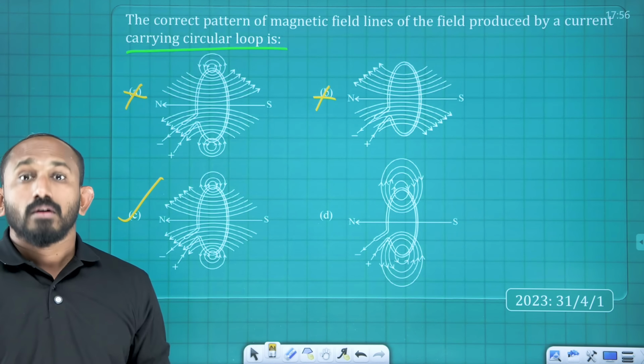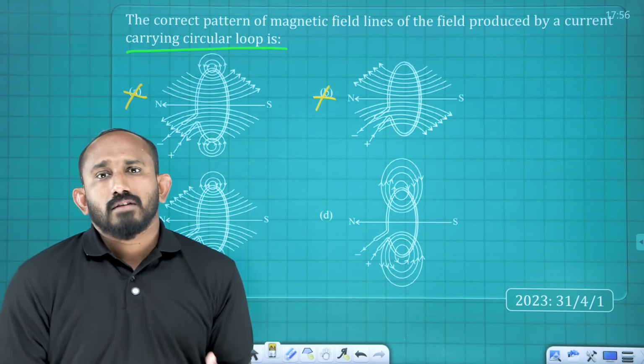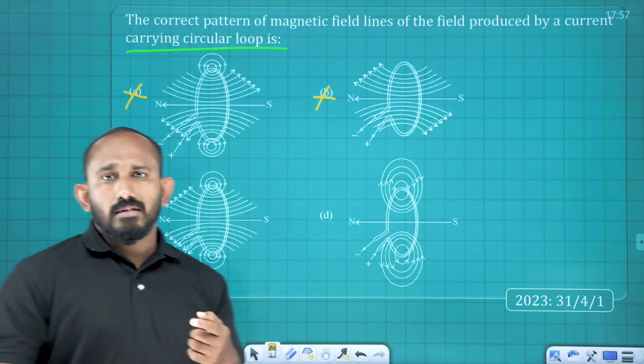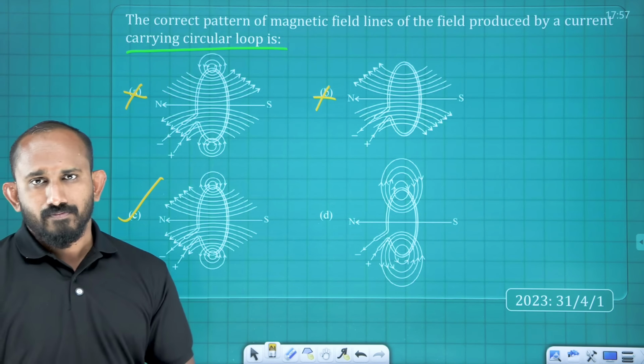Hope you got it. This figure you have to practice also. Sometimes they will ask to draw this figure, the pattern of the magnetic field lines produced by a circular current carrying loop. Keep in mind this figure.